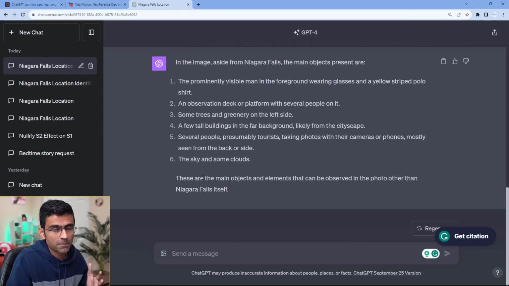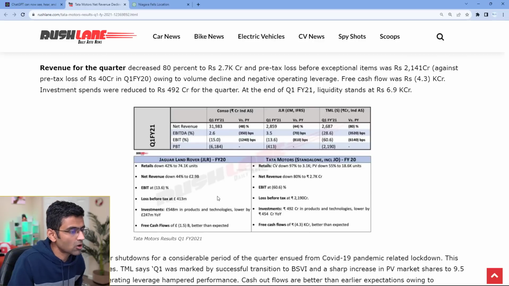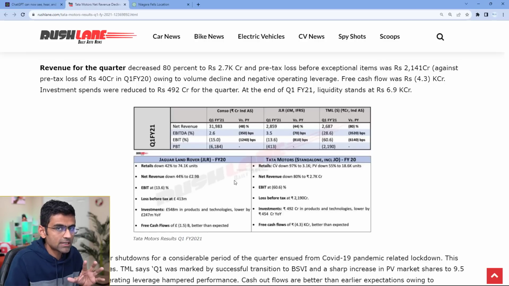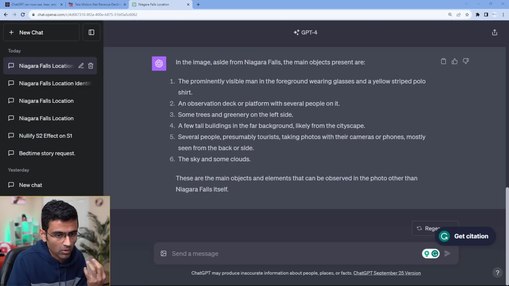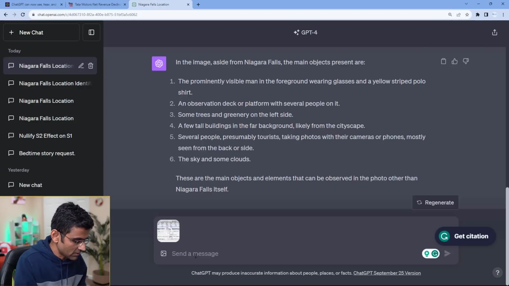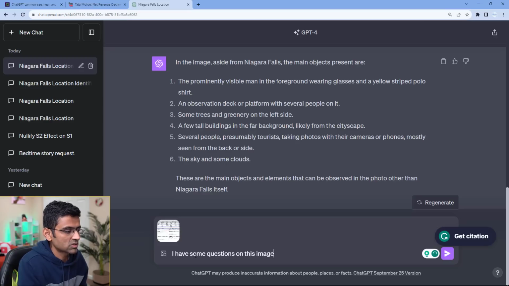So when I was at Bloomberg, I was involved in extracting data from companies' financial documents such as this. This is Tata Motors quarterly report Q1 FY 2021, and it is usually hard to extract data from an image. See, this is an image, and actually it is a complicated image because there is a transpose table here where there are multiple dimensions to any value that you're looking at. So I'm going to upload that particular image, and I will just say I have some questions on this particular image.